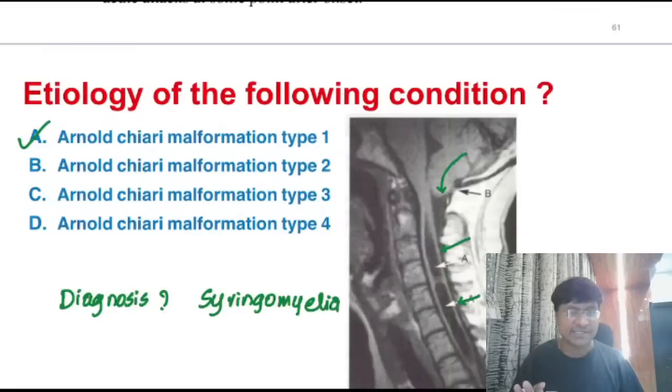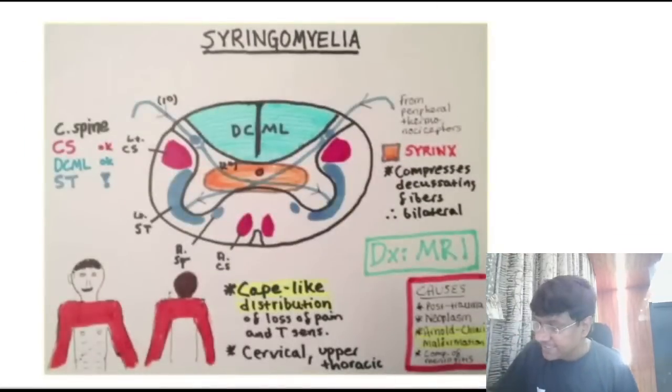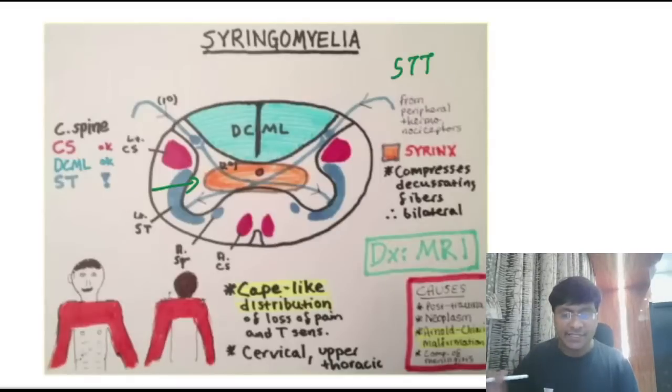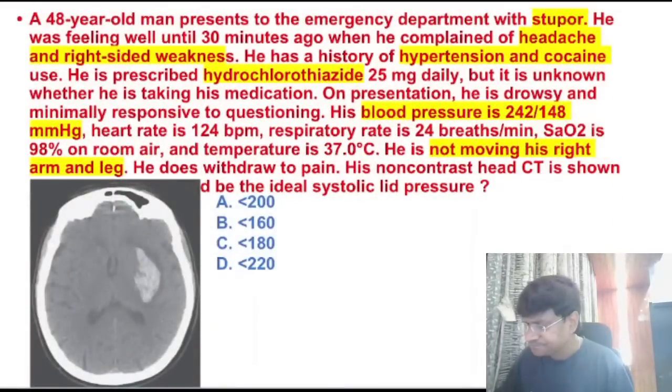But spinothalamic tract sensations are being lost. Why? Because in case of syringomyelia, the syrinx will be present exactly in the central part of the cervical spinal cord. And exactly in the central part of the cervical spinal cord, the spinothalamic tracts will be crossing. That will be damaged by your syrinx. Okay. Right. Now let me just take up the other question.